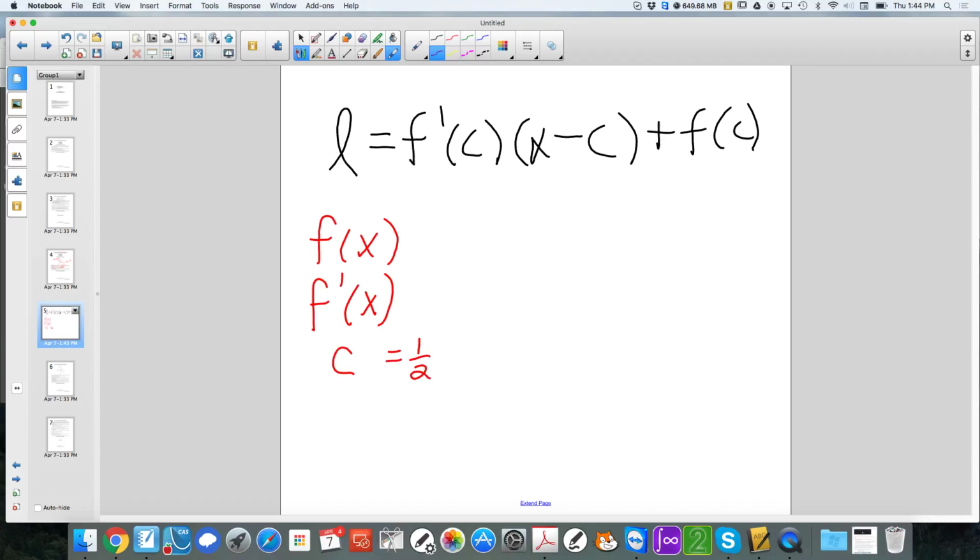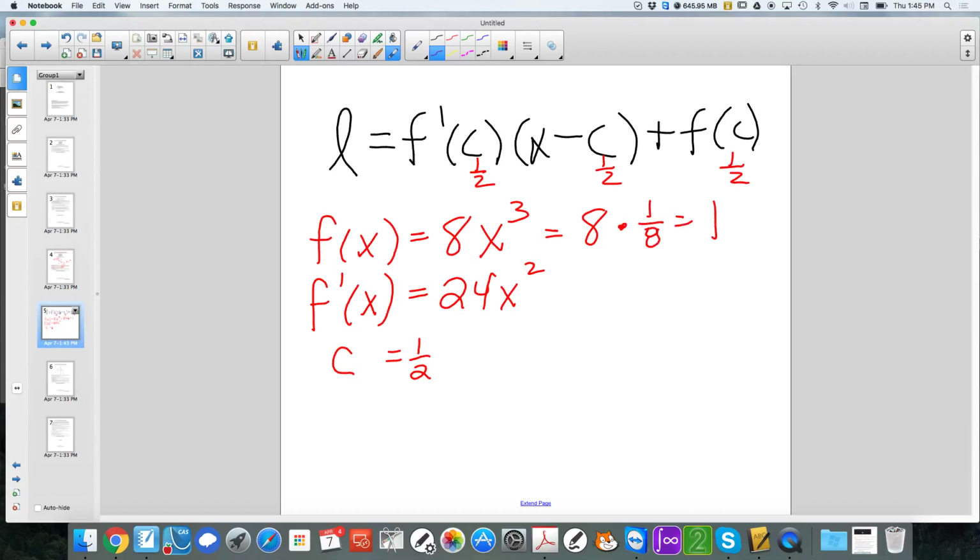Peter, what was f of x? 8x to the third. So Peter knows the derivative is 24x squared. And now we're going to substitute 1/2 into here, 1/2 into there, and 1/2 into there. What's f at 1/2? It is 8 times 1 over 8, which equals 1. And f prime at 1/2 is 24 times 1/4, and that equals 6.